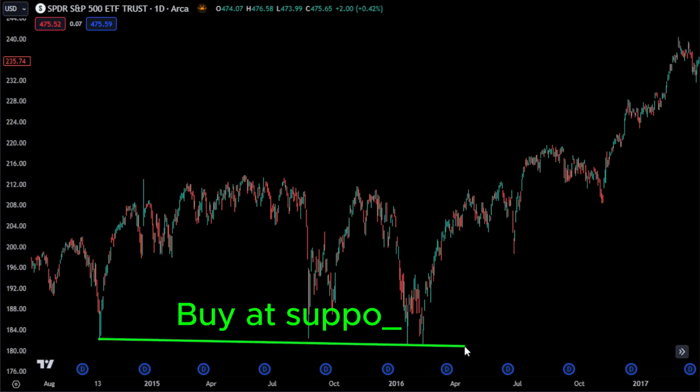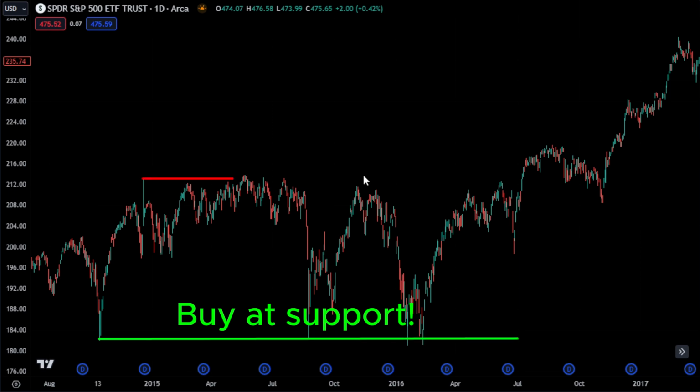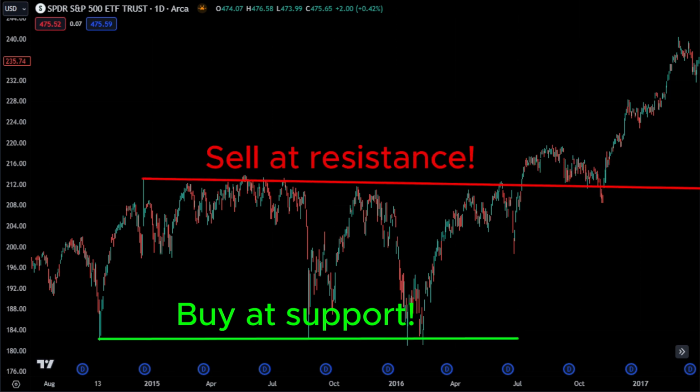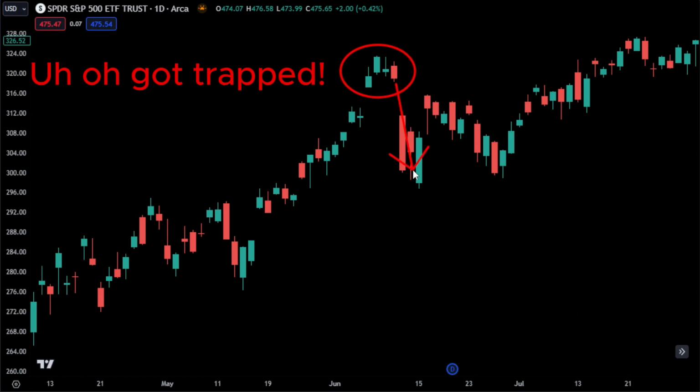So why do we care about these levels? Well, often they represent areas where traders bought, sold, or got trapped. And speaking of got trapped, we'll explore that concept a bit more later.